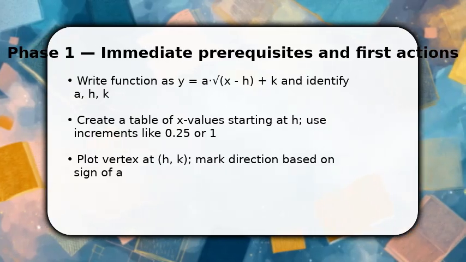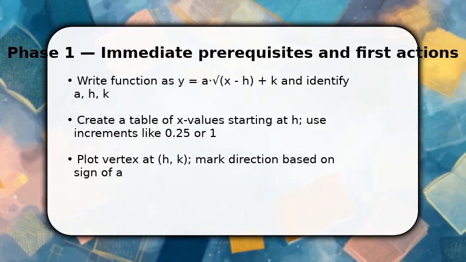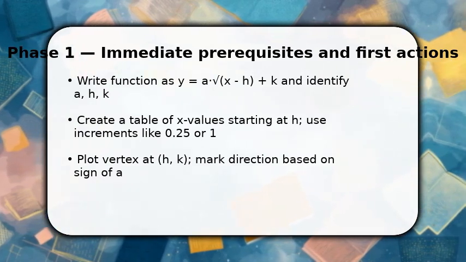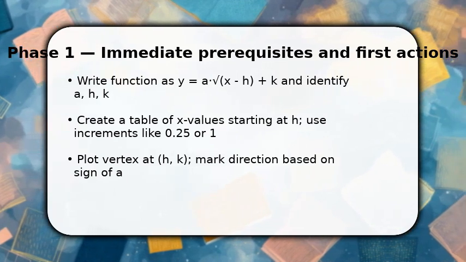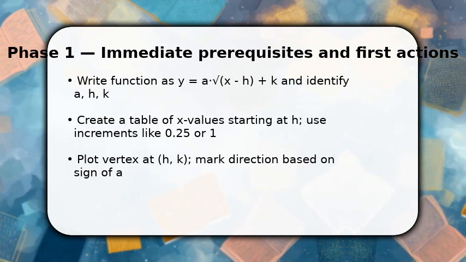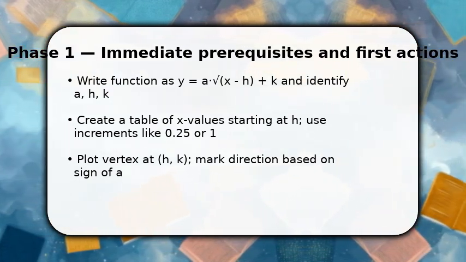You begin by rewriting the function into y equals a√(x − h) + k so you see the vertex and domain immediately. Once done, pick x values starting at h because the square root needs x greater than or equal to h. Choose increments like 0.25 or 1 to capture the curve shape. Make sure to calculate the corresponding y for each x and plot the vertex at (h, k).